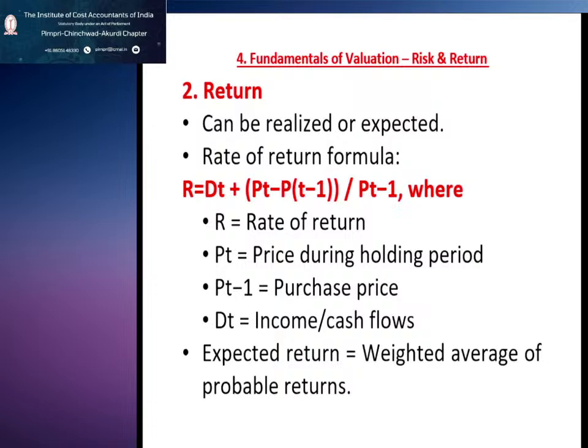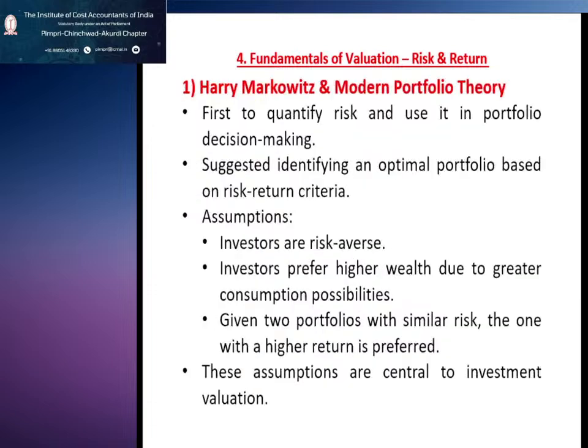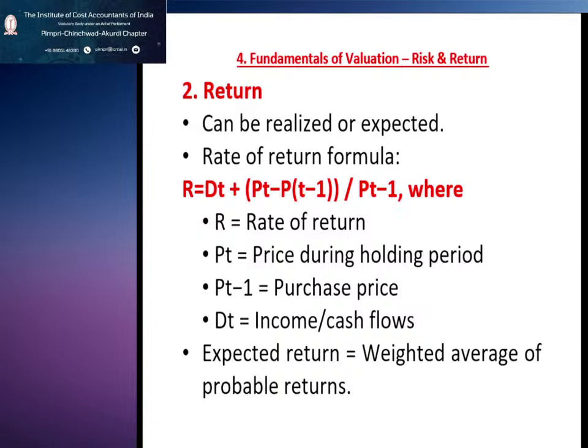Moving ahead comes the return. Return can be realized or expected. The rate of return formula, which was propagated in the modern portfolio theory, MPT for short, is: rate of return equals income or the cash flows, that is DT, plus PT minus P(T minus 1), divided by P(T minus 1). Where R is the rate of return, PT is the price during the holding period, P(T minus 1) is the purchase price, and DT is the income or cash flows.